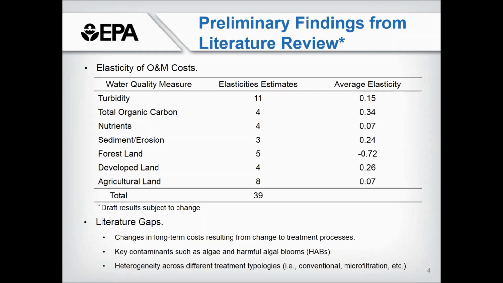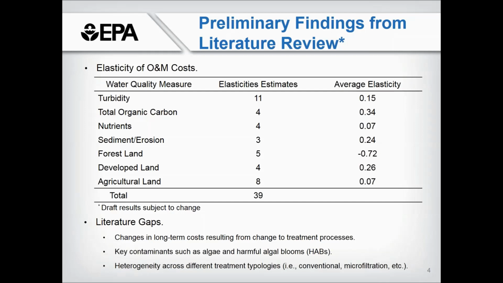With respect to forested land, we find an elasticity of negative 0.72. So this elasticity is negative since there's a negative relationship between forest cover and treatment costs. It indicates that, on average, a 1% increase in forested land within a watershed reduces treatment costs by 0.72%.